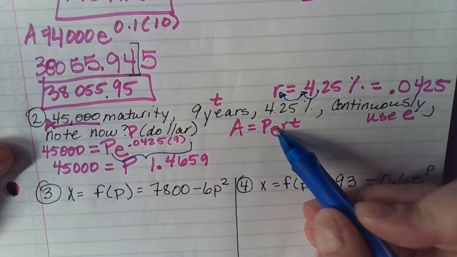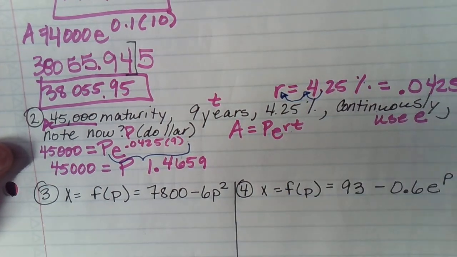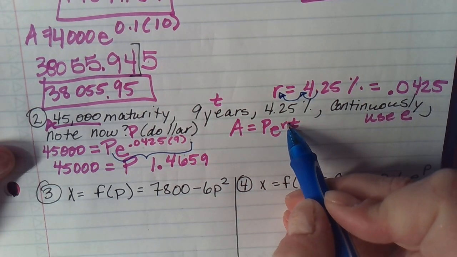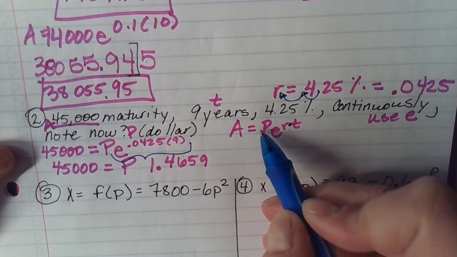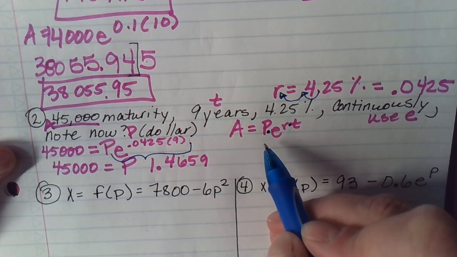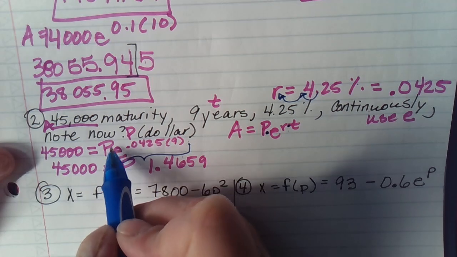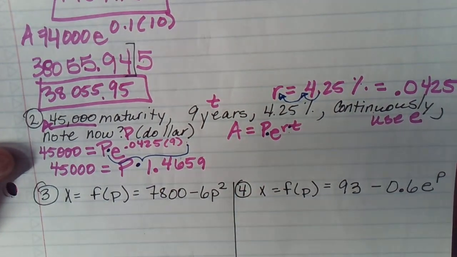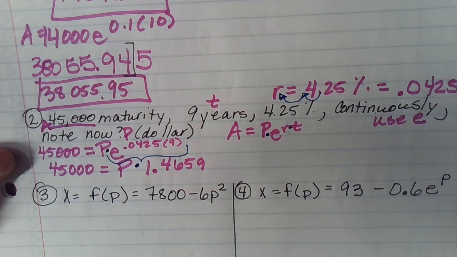When two letters are squished up next to each other, that means multiply. Just like up here, the R and the T meant multiply because they were squished. P and E mean multiply because they're squished. So there's technically a multiply dot after this capital P. Multiply dot. Okay?